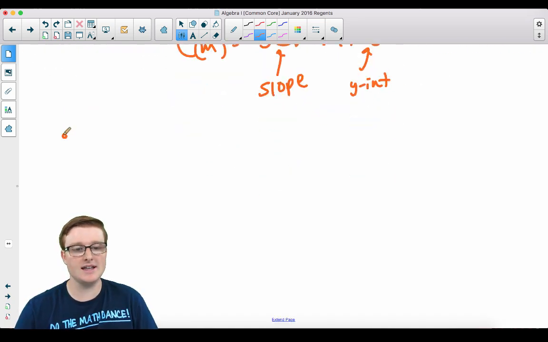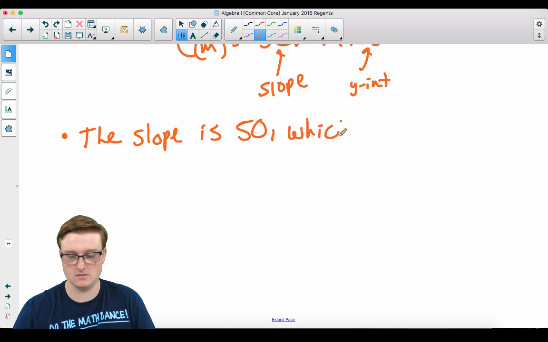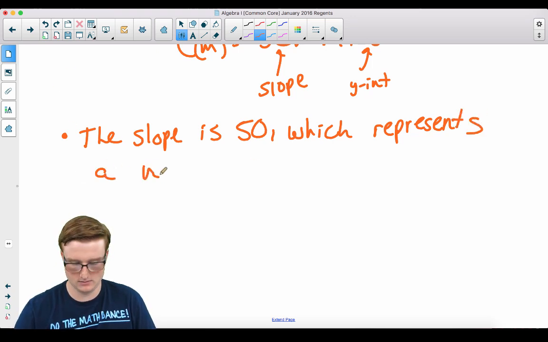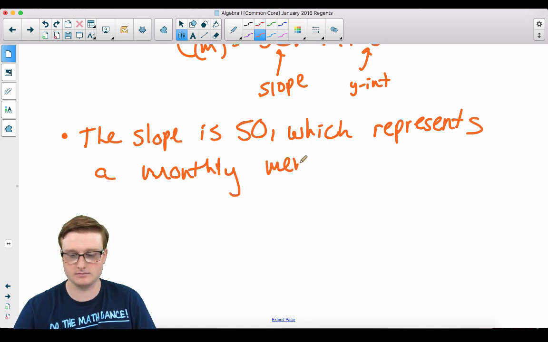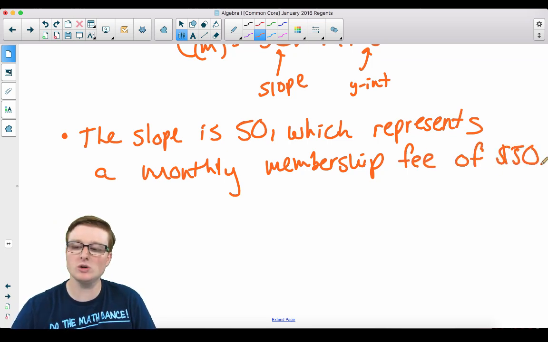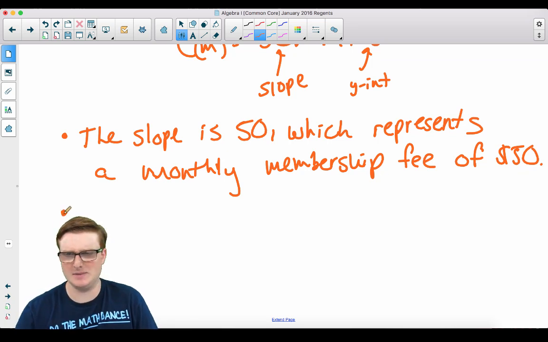So your answers are going to be that the slope is 50, which represents a monthly membership fee of $50. So in order to stay in the gym, you have to pay $50 per month. I don't even know if that's expensive.